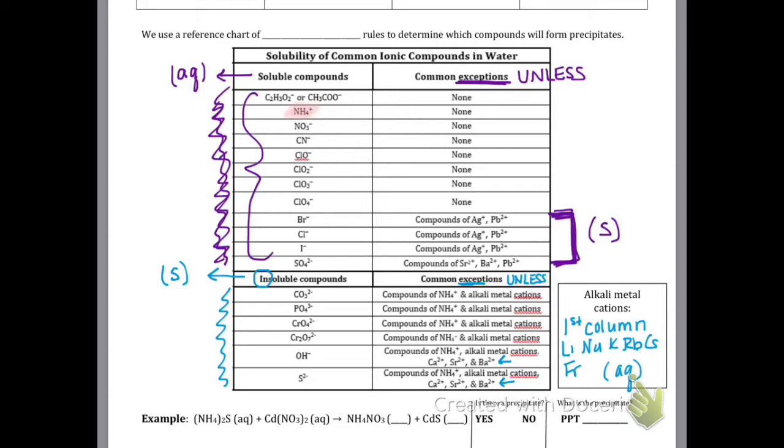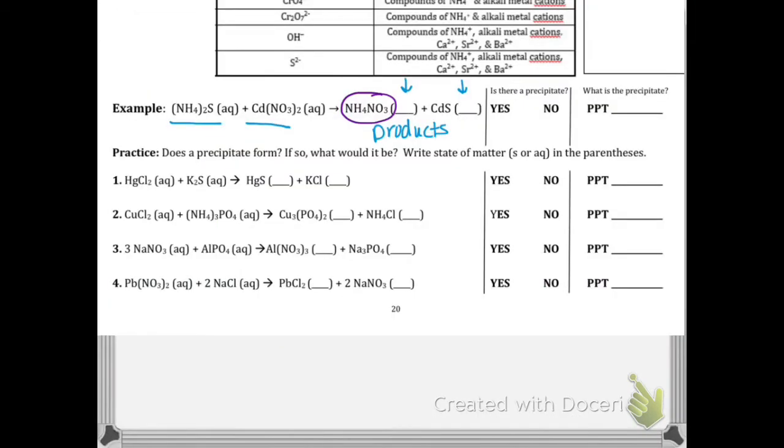There's NH4 here, and NO3 is also here. So look at the chart. It's under the soluble compounds here. Under the soluble compounds, it means that it will be aqueous. You look across, and there are no exceptions, so it's always going to be aqueous. So if you look here, you're going to write that this is aqueous.